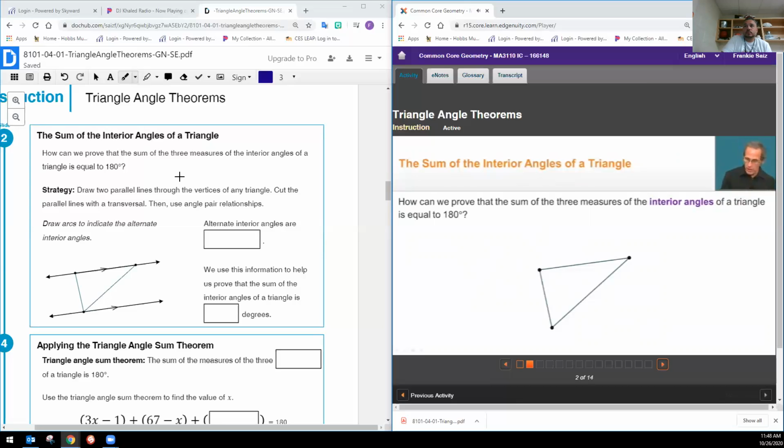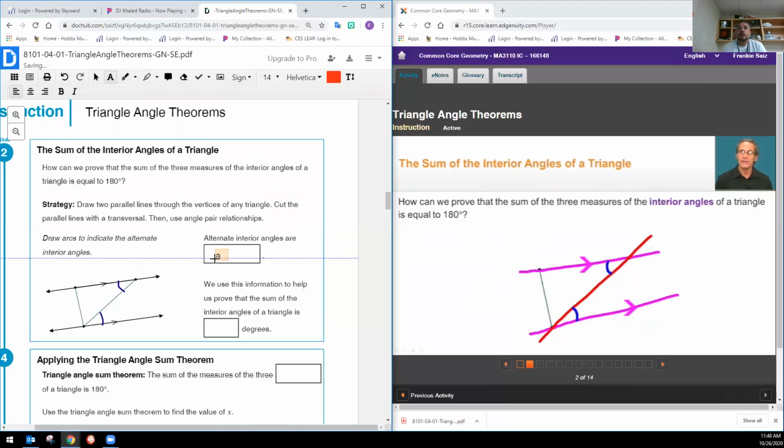We start by sketching two parallel lines. One line is actually an extension of the side of a triangle, and we sketch through a vertex another parallel line. We cut those parallel lines with a transversal, and we remember that alternate interior angles are congruent. We use this information to help us prove that the sum of the interior angles of a triangle is 180 degrees. Alternate interior angles are congruent, and they add up to equal 180 degrees.